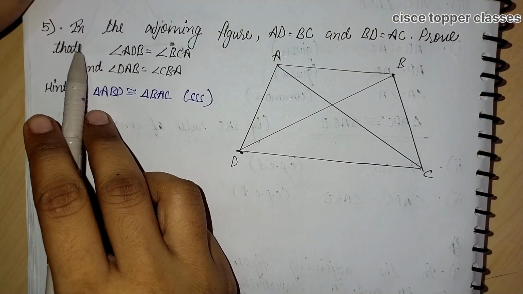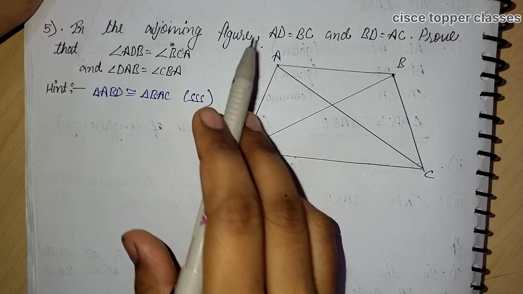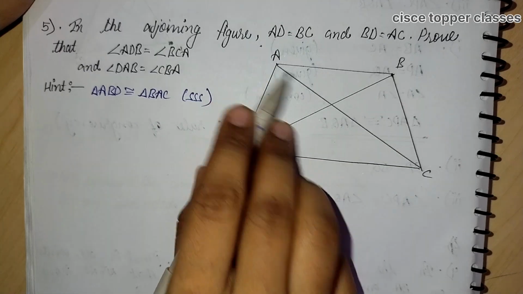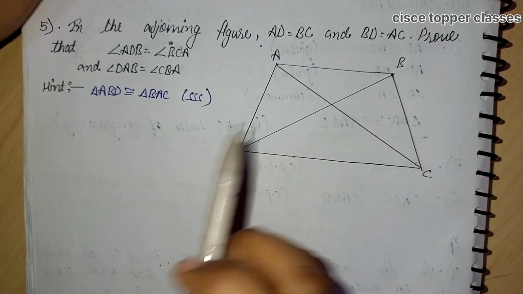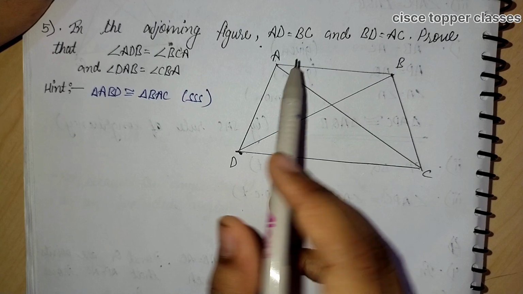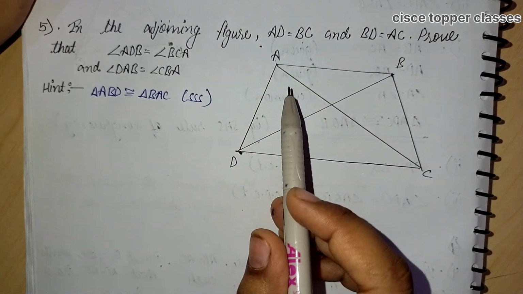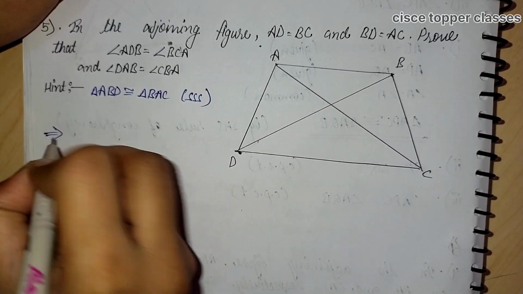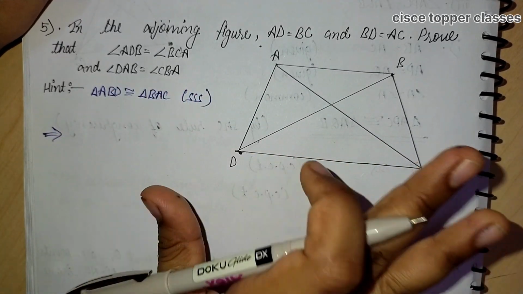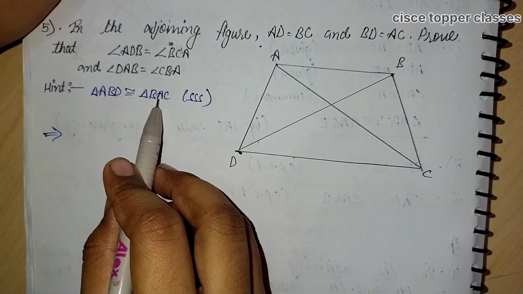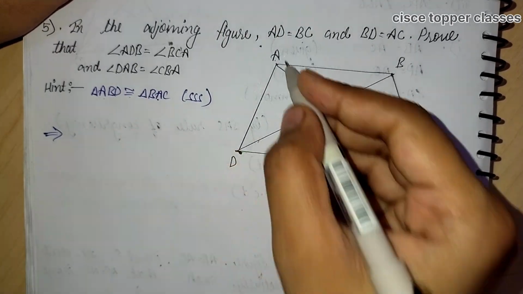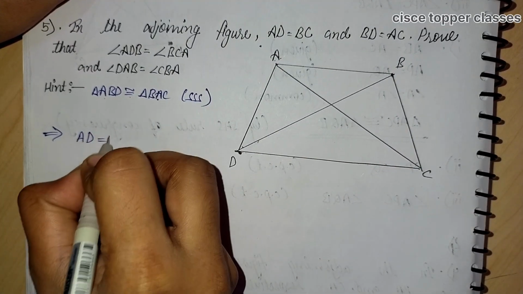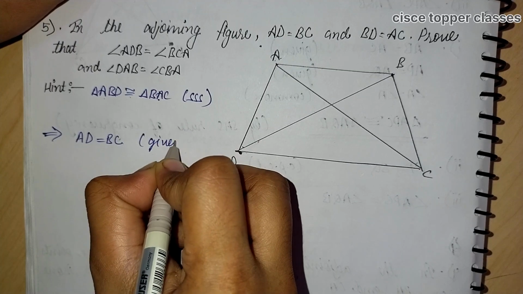Now let us solve the fifth question, in which, in the adjoining figure, AD is equal to BC and BD is equal to AC. Then we have to prove that angle ADB and angle BCA are equal and DAB and CBA are equal. So firstly we can prove that these triangles are congruent, ABD and BAC, as a hint is given to us. Simply, the given information is AD is equal to BC. So this is given only.